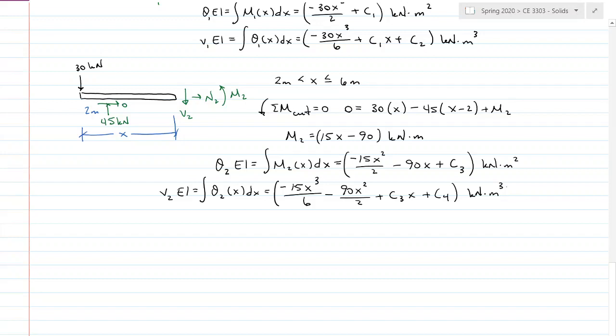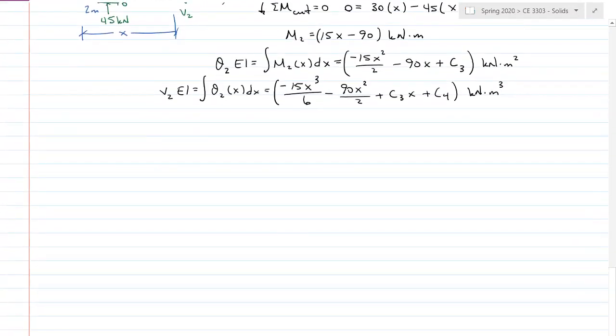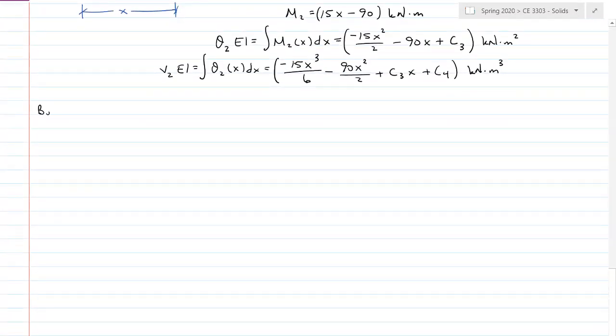Okay, now that I have these, I'm going to do exactly like I did with the first problem and solve for the boundary conditions. Where do I know the answers?